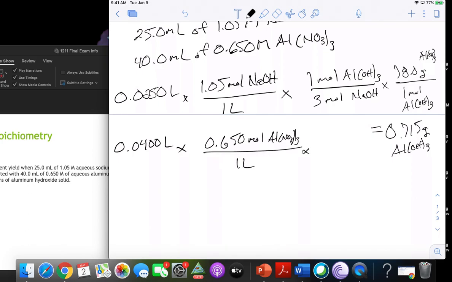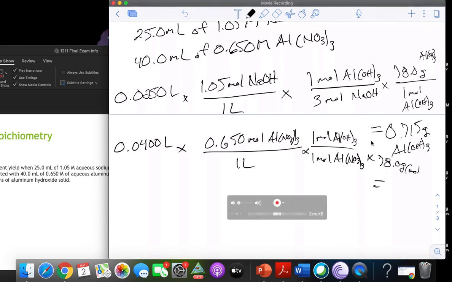And now for its mole to mole ratio, it should be 1 mole of the aluminum hydroxide per 1 mole of aluminum nitrate. So that's a 1-to-1 ratio. And I'm going to multiply by that same 78.0 grams per mole. I apologize for kind of squishing things over here in this corner. Not the neatest here. I do apologize for that.